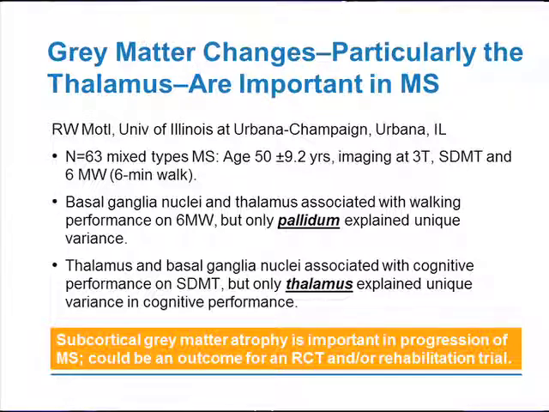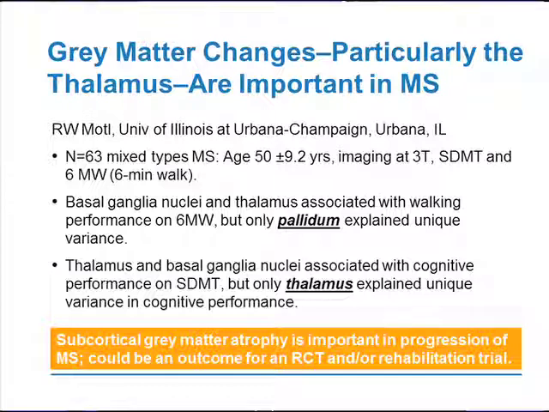They did the SDMT and the 6-minute walk, and they looked at the basal ganglia nuclei and thalamus, and they found that those were associated with walking performance on the 6-minute walk, but only the pallidum explained unique variance. That actually is a new finding, which is of interest.